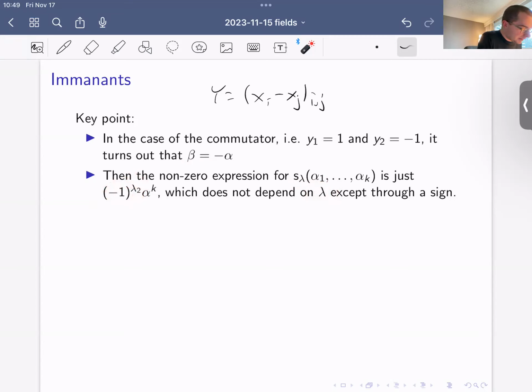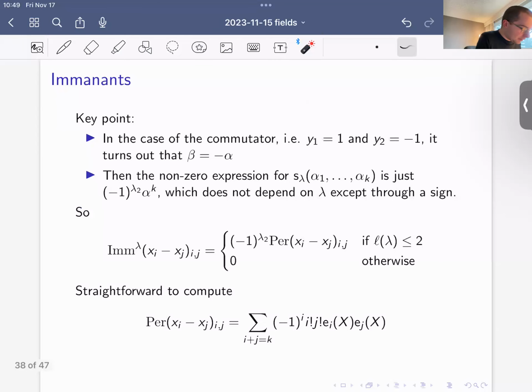Otherwise, it's just depending on this matrix, right? Like, this is one of the eigenvalues of this matrix, basically. And so you have this reduction from a determinant to a sign times a permanent, which is much, much simpler. And you can just directly compute what the permanent is.